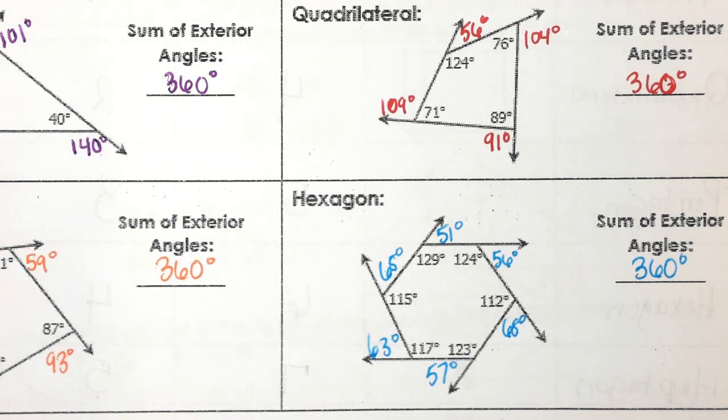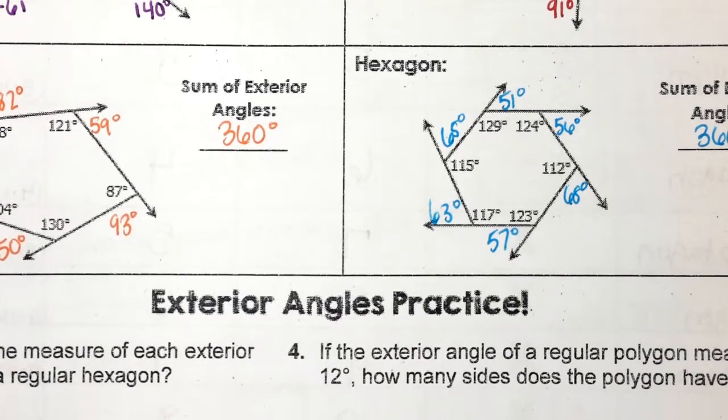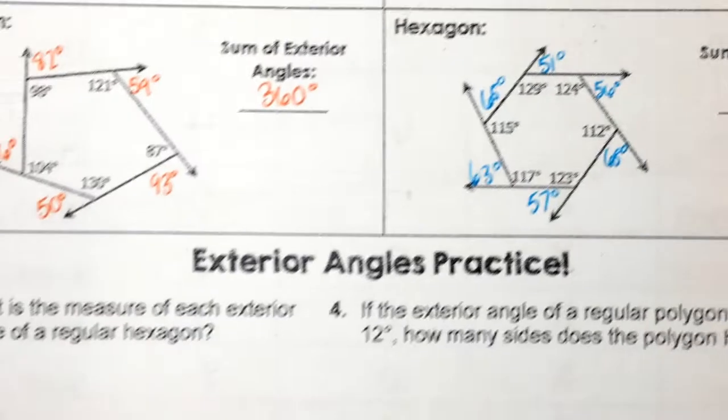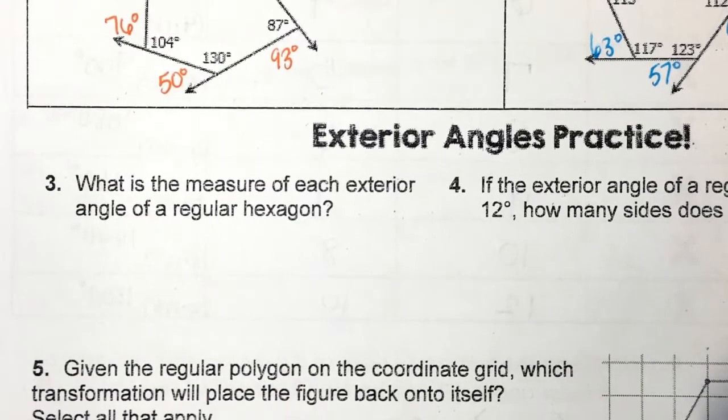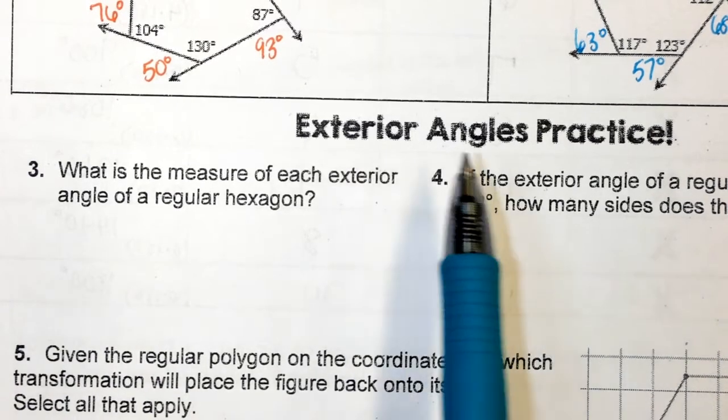Some kids, there's literally, I think, a question on the test where they ask you what's the degrees of each exterior angle. All you gotta do is 360 divided by whatever shape they give you. And people get that wrong because they don't remember to use 360. Exterior angles practice.